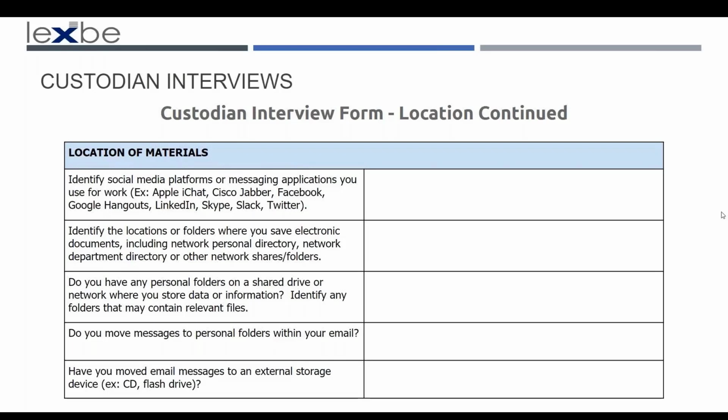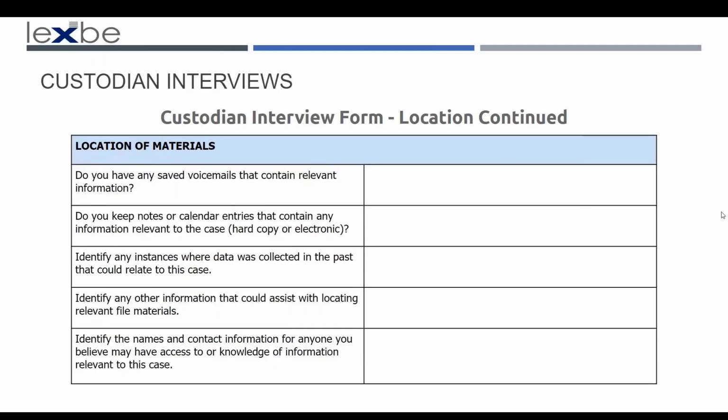Next slide is on voicemails, calendar entries, an open question of any other information that could be helpful, names of contacts of other people that might know about the case. That's going back to just developing out your cast of characters and where the data might be.